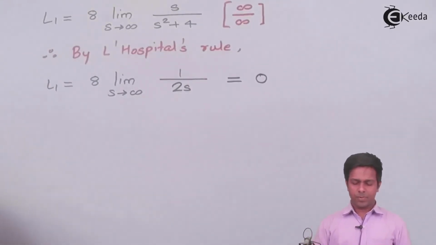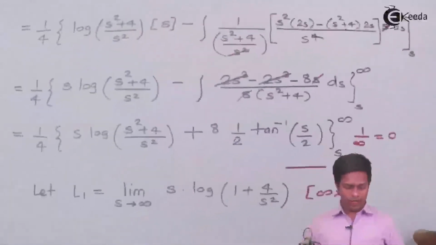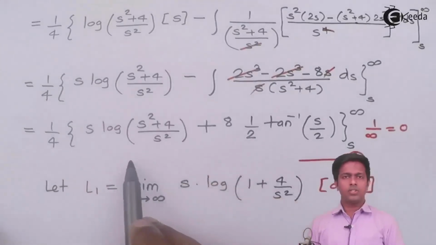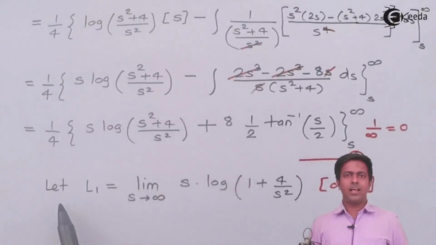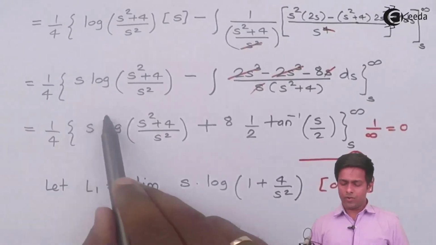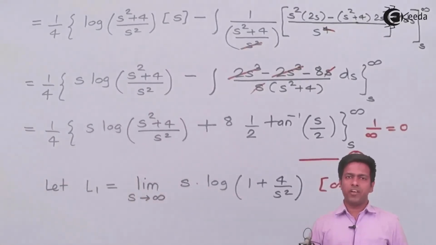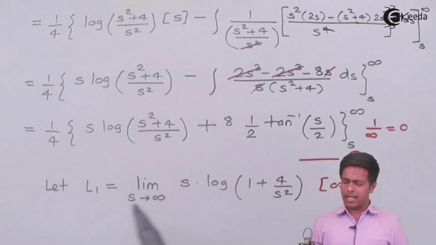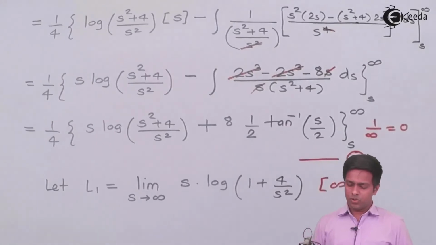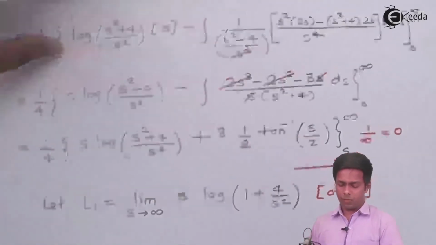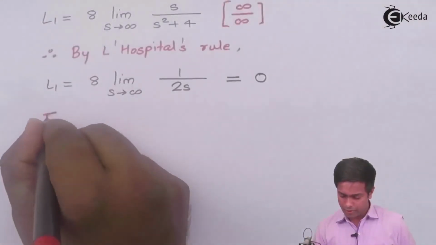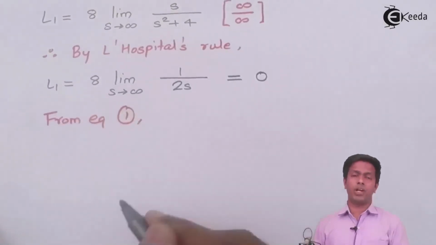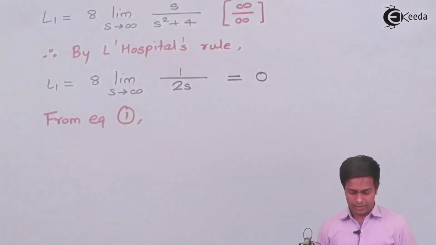So I'll go back to equation number 1. So in equation number 1, we were getting indeterminate form here. So I had considered this as L1, and now I proved that the value of this function is 0 if we put the value, or I'll say the upper limit, as infinity. So from equation number 1, I'll go back to equation 1. Now in the equation number 1, we will put upper and lower limit.